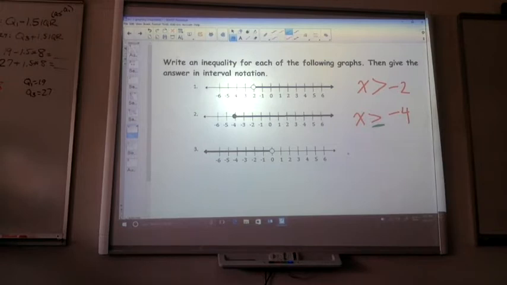Do I want values bigger than 0 or less than 0? Less? Is there an equal sign? No, it's an open dot. All right, so now let's do interval notation.